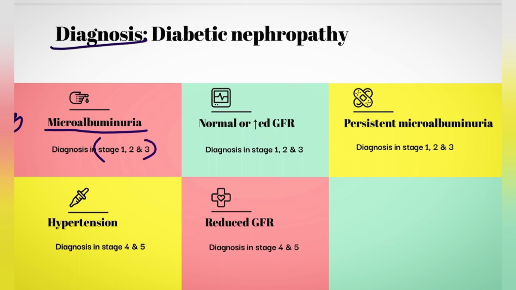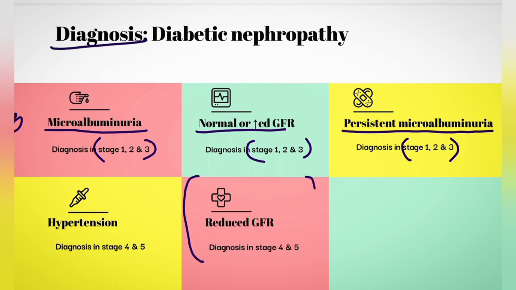However, this persistent microalbuminuria will be found in stages 1, 2 and 3. When we see the GFR, in stages 1, 2 and 3 we will find normal or increased GFR. However, we will find reduced GFR in stages 4 and 5. The condition of hypertension will be found in stages 4 and 5. However, there will be no clinical features in stages 1, 2 and 3.